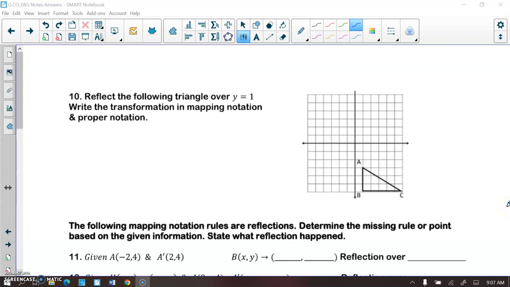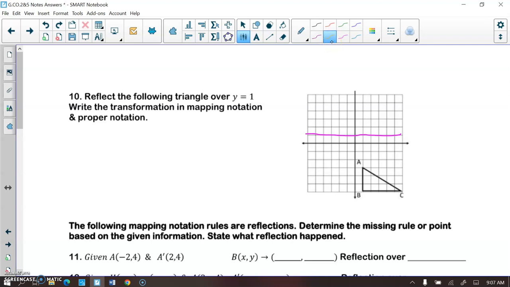All right, so number 10, we are going to reflect over the line y is equal to 1. That is a horizontal line that passes through the y-axis at 1. Now, if you were given x is equal to 1, that would be a vertical line that passed through the x-axis at 1. So keep that in mind as you are doing your reflections.